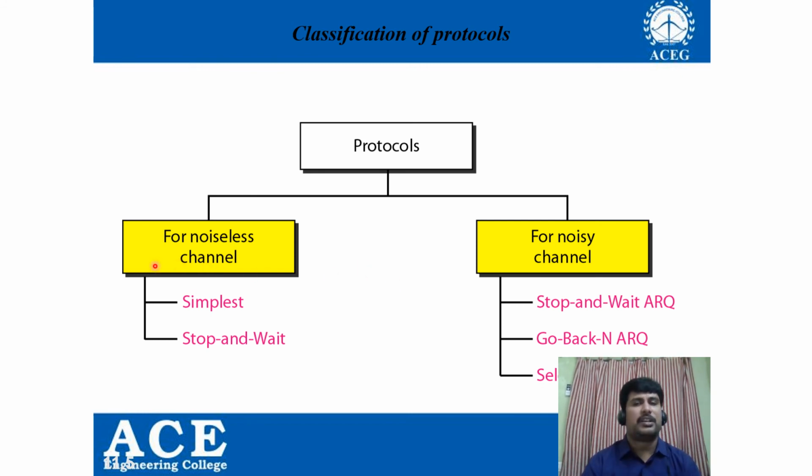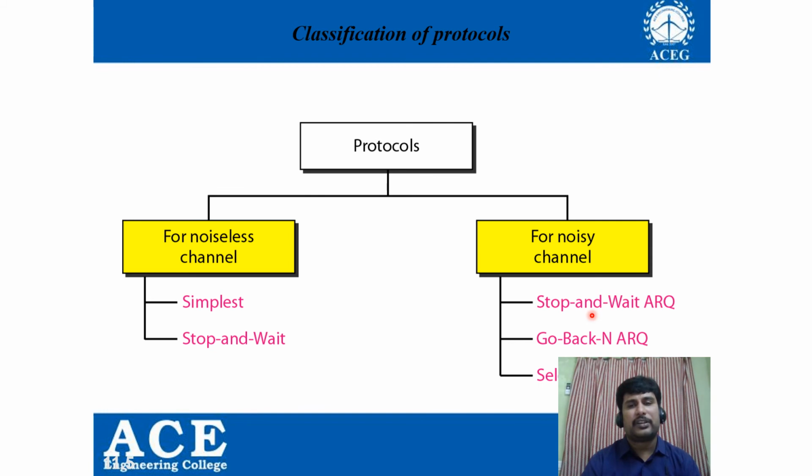For noiseless channels, we have two types of protocols called the simplest protocol and the stop and wait protocol. For a noisy channel, we have three different types of protocols called stop and wait ARQ, go back N ARQ, and selective repeat ARQ. Here ARQ stands for automatic repeat request.